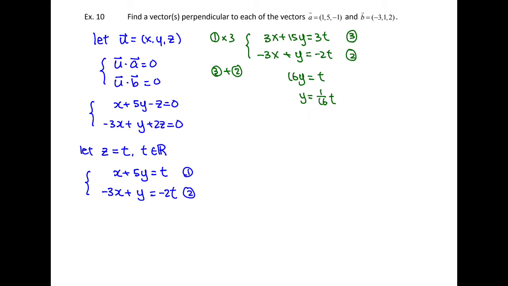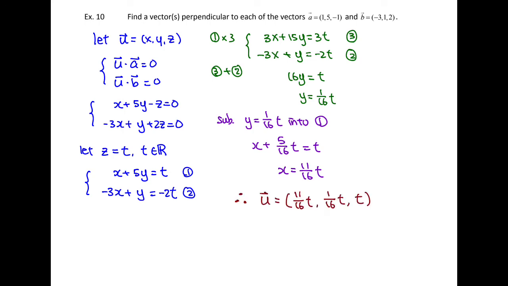Once we know the value for y, we can solve for x by using substitution. So let's substitute y equals 1 over 16 t into equation 1. By isolating for x, you're going to get x is 11 over 16 t. Therefore, vector U is (11 over 16 t, 1 over 16 t, t). So if t equals 16, then our vector U will become (11, 1, 16), which is a vector that is perpendicular to both vectors A and B.